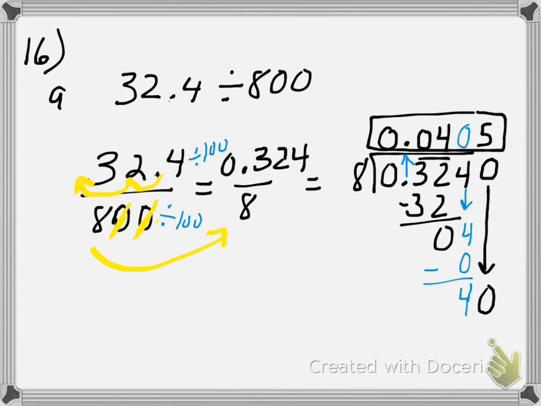So our goal, once again, was to be able to take this 800, make it into just an 8, and we do it by dividing both of them by 100.